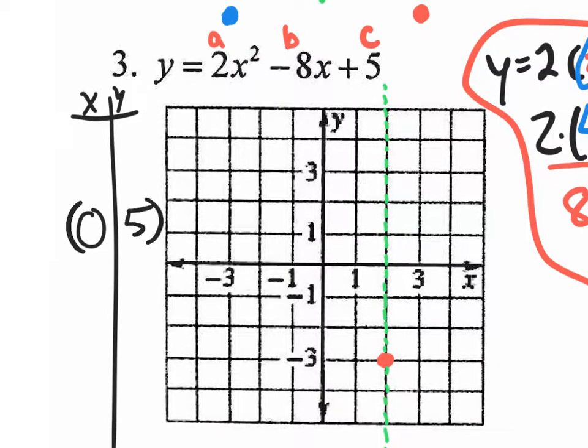Ladies and gentlemen, whenever you plug in 0 into a standard form quadratic trinomial, your c value is always going to be the answer. Let me repeat that. When you plug in 0, everything's going to cancel out except your c value. So the c value of 5 is your output.